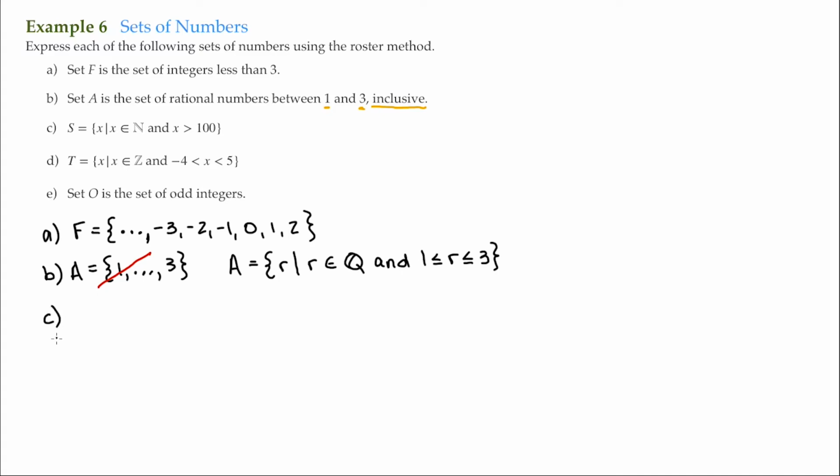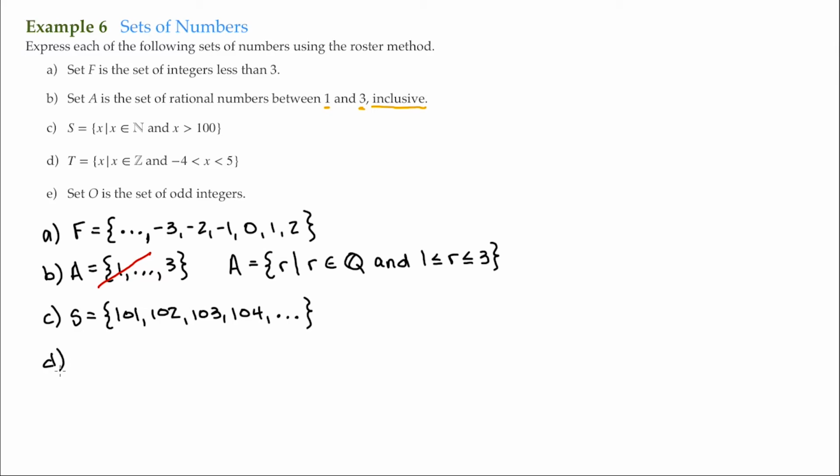Letter C, set S, which is the elements X, such that X is an element of N, which is the natural numbers, and X is greater than 100. So I'm just going to go S, and I'm going to list all the natural numbers greater than 100. So that's going to be 101, 102, 103. And again, once we have a pattern that's been established, we can then go ahead and use our ellipsis to show that that pattern continues.